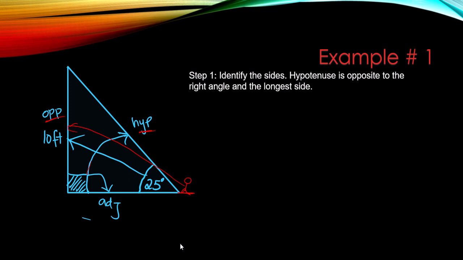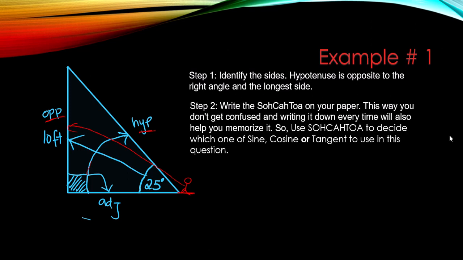I will first write down my SOH CAH TOA. So write SOH CAH TOA on your paper. This way you don't get confused, and writing it down every time will also help you memorize it. Use SOH CAH TOA to decide which one of sine, cosine, or tangent to use in this question. I always write SOH CAH TOA at the very top of my page.